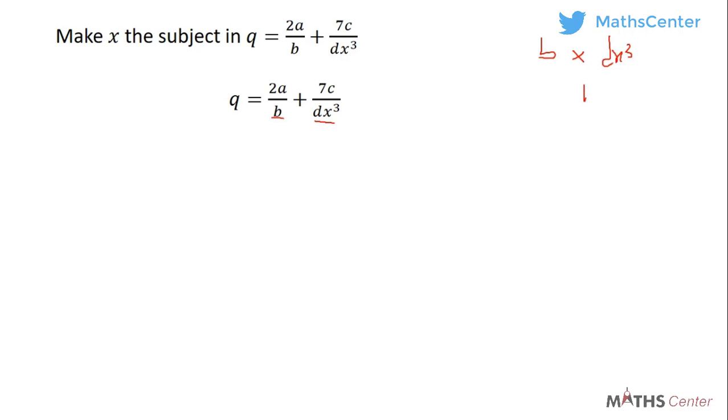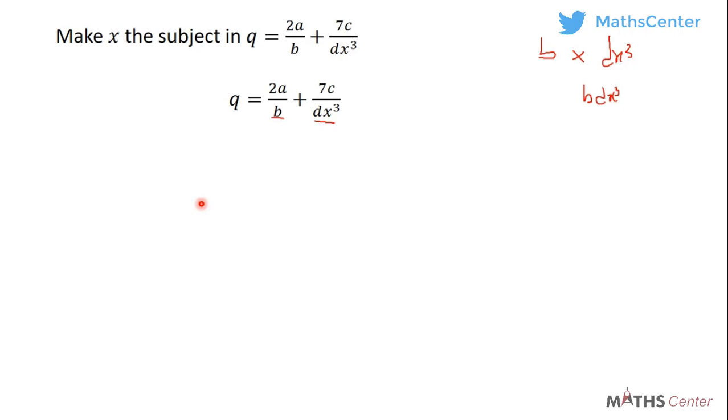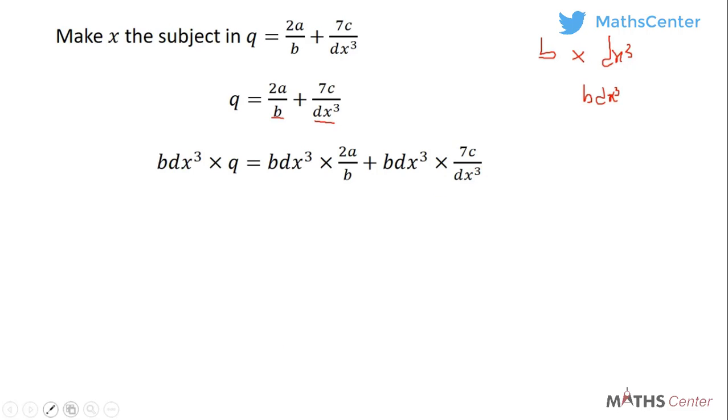So the LCM we are going to use will be b dx exponent 3, because that is the product of the two denominators that we have in the question. So we multiply each term by this LCM. So you have b dx exponent 3 times q, which is the first term, b dx exponent 3 times 2a over b, which is the second term, b dx exponent 3 times 7c over dx exponent 3, which is the third term. We do the cancellation in order to get rid of the fractions.